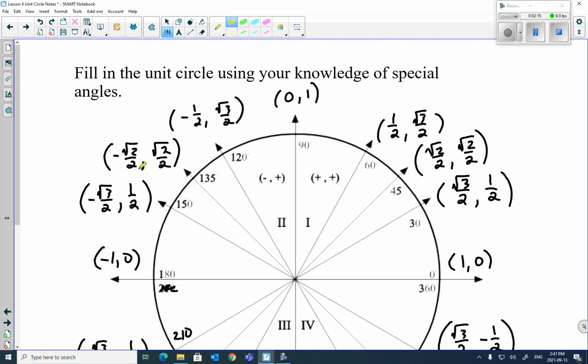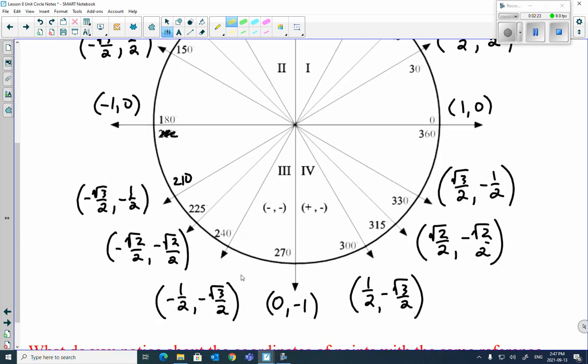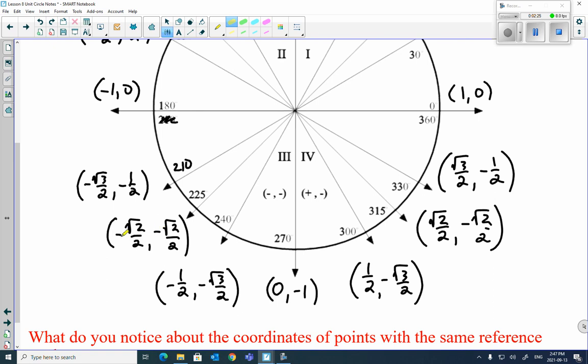Now we go to quadrant 2. The numbers are the same, but now our x coordinate, our cosine, is negative because we're in quadrant 2, right? It's negative over here. We go down to over here. Both are negative, both cosine and sine are negative. And then we go back to quadrant 4. The y is negative. Okay, so that's the 45s.